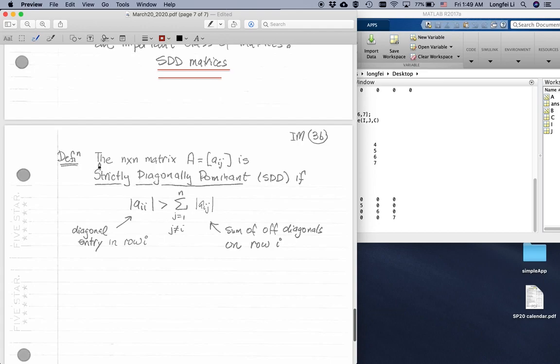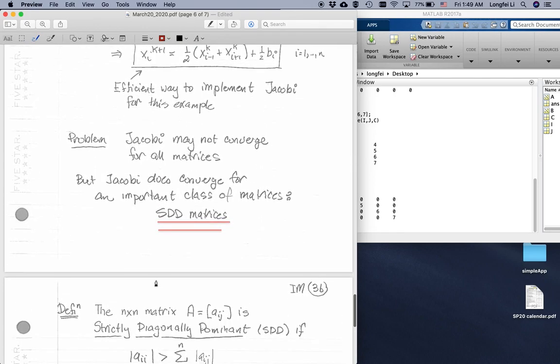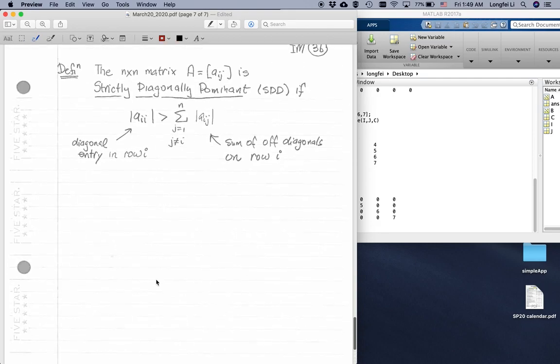So what does that mean? It means if we have an n by n matrix A, and each diagonal entry is strictly greater than the sum of the absolute values of the other entries on row i, then this is called a strictly diagonally dominant matrix. And for this type of matrix, my Jacobi iteration will converge. Okay, so I think I can stop here.